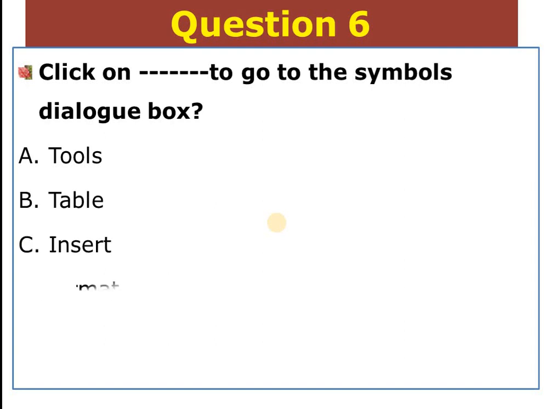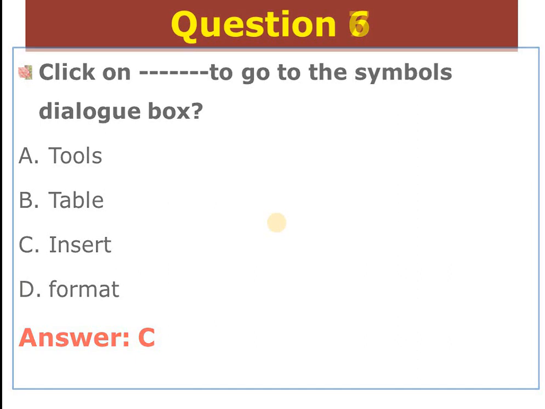Question number 6. Click on blank to go to the symbols dialog box. A. Tools, B. Table, C. Insert, D. Format. Choice C is the answer. Insert. In order to go to the symbols dialog box, first of all you have to click on insert. After that you'll get symbol and others.